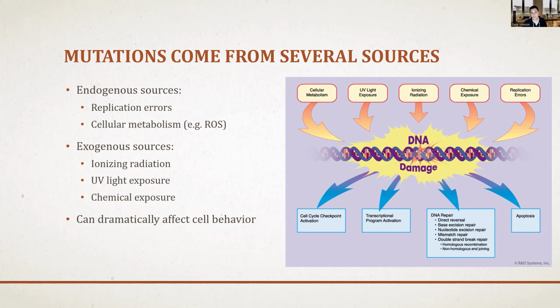Another endogenous source of mutations is cellular metabolism. If you've had classes in general biology where we've talked about metabolism, one of the things you know is that oxygen in many organisms, in aerobic organisms, is the terminal electron acceptor, which means after the electron transport chain, electrons are given to oxygen to make water.